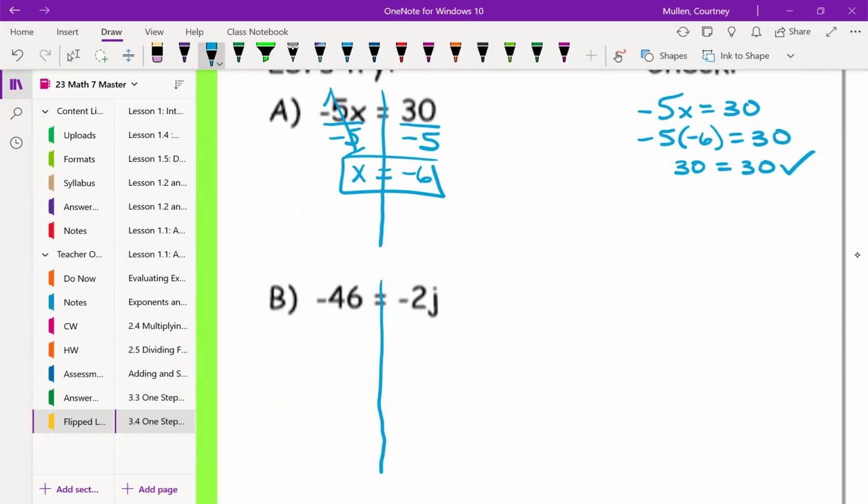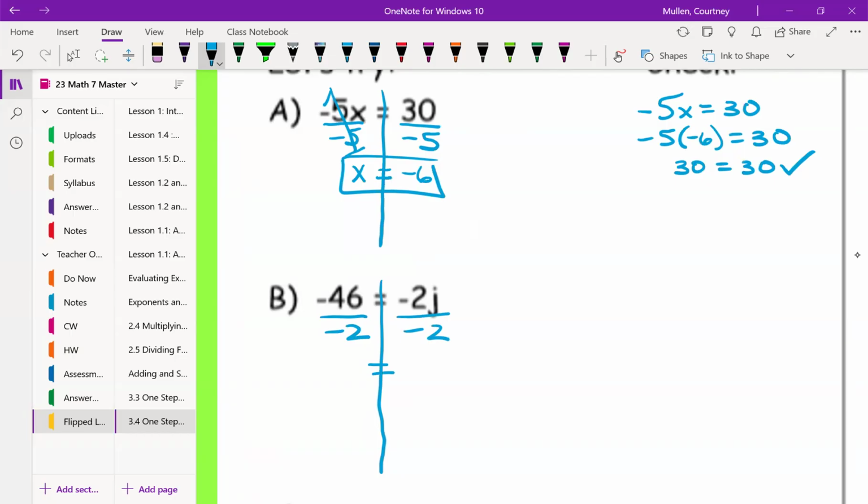The variable j. What's with the variable j? The negative 2. So what's happening between the negative 2 and the j if they're right next to each other? Multiplication. So the inverse would be division. So we'll divide by that coefficient. Equal sign stays on the line.